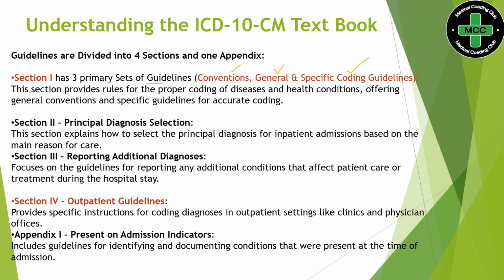Next, appendix 1, which is present on admission indicators. Again, this is for CCS, which is advanced level. First, we have to be thorough with section 1 and section 4, and only then will you be able to understand the principal diagnosis, additional diagnosis, and indicators.